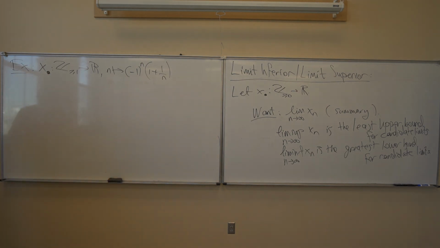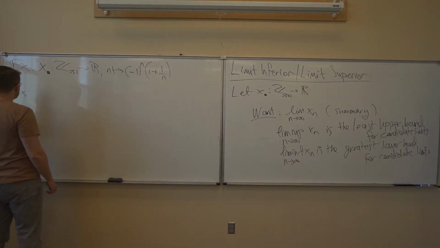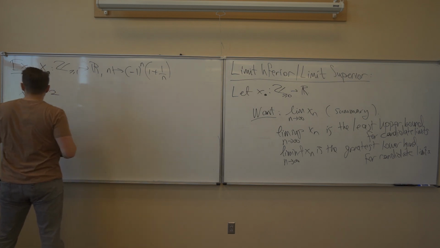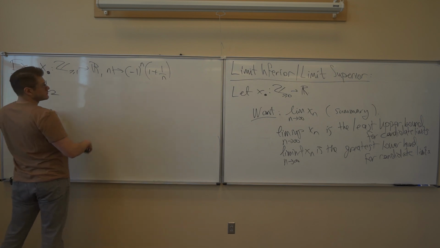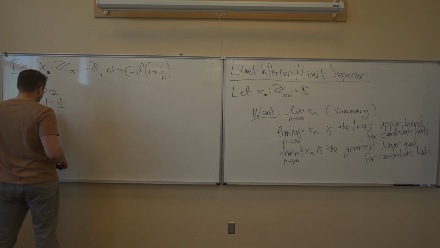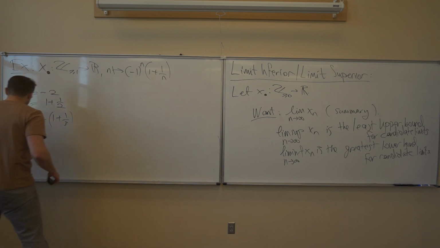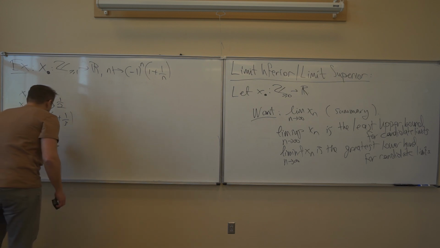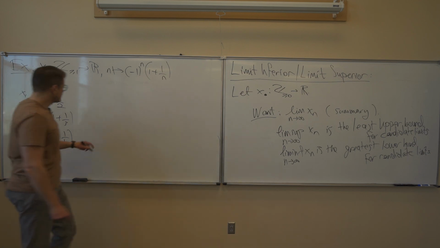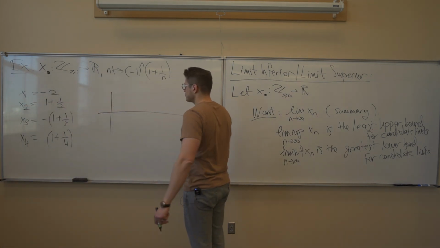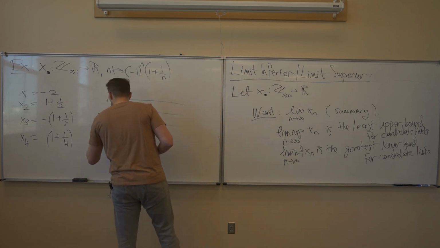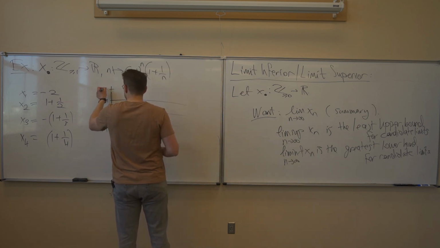And if I were to plot this, or if I were to look at some values, let's say x sub 1 is what? So this is minus 2. x sub 2 is, well, 1 plus 1 over 2. x sub 3 is minus 1 plus 1 over 3. And then x sub 4 is 1 plus 1 over 4, and so on. So if I wanted to plot this, perhaps I would plot it like this. So let's say this is 1, this is minus 1. And then here is 2.